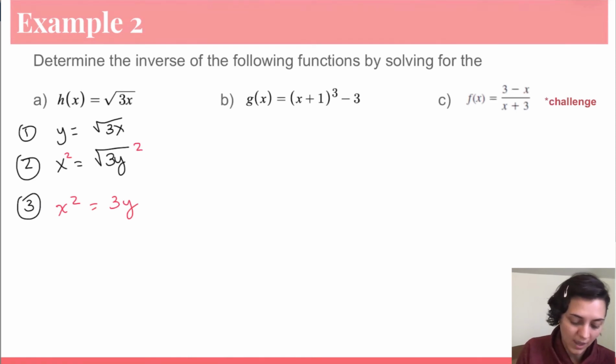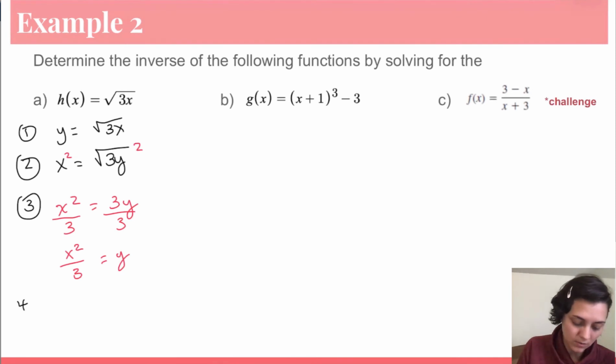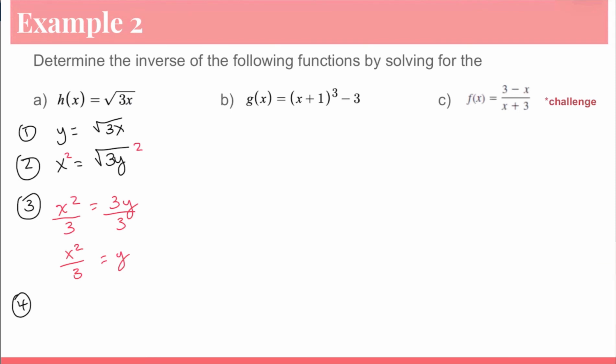And then I will divide by 3, because division is the inverse operation of multiplication. So x squared divided by 3 equals y. And then my final step 4 is to rewrite in my inverse notation. So my original function was h, so I will write h inverse of x equals x squared over 3, like that. Cool? Cool. Okay, and then let's keep going.